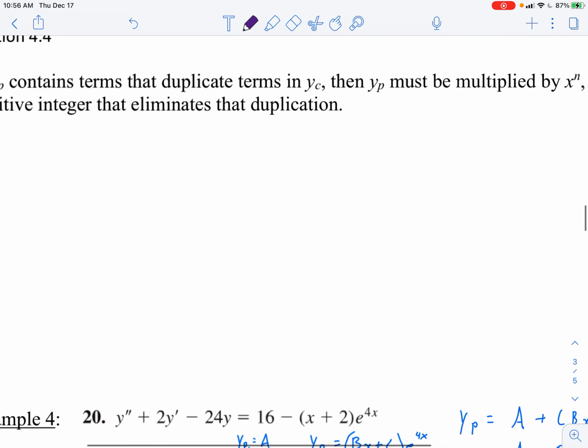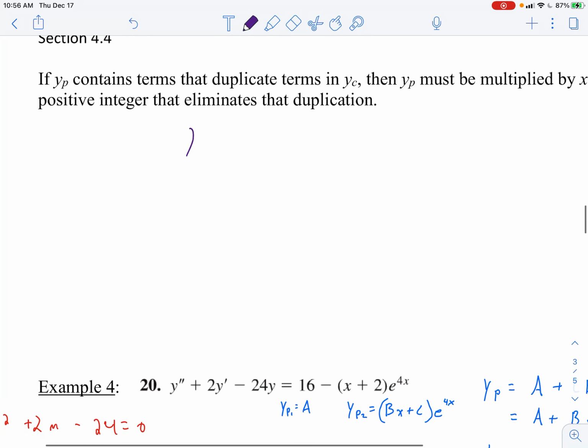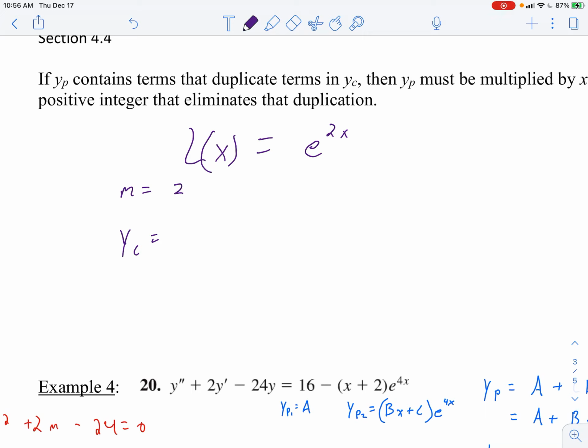So say you had your differential equation. Remember, it's a linear differential equation. So Lx is equal to, say, e to the 2x. And when you solve for the homogeneous part, you got your y sub c, say your m was equal to 2 and 2 again, so it was multiplicity 2. Then your y sub c would be c sub 1 e to the 2x, plus, since it's a multiplicity 2, I have to include that x e to the 2x.